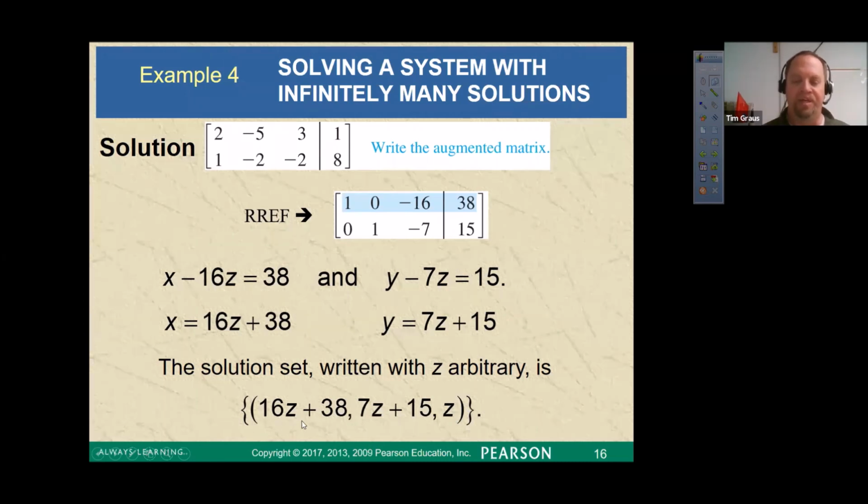Now this is the way you'll need to write your solution if you do RREF and get one row that is all zeros. So that's going to do it for solving systems of equations using matrices.